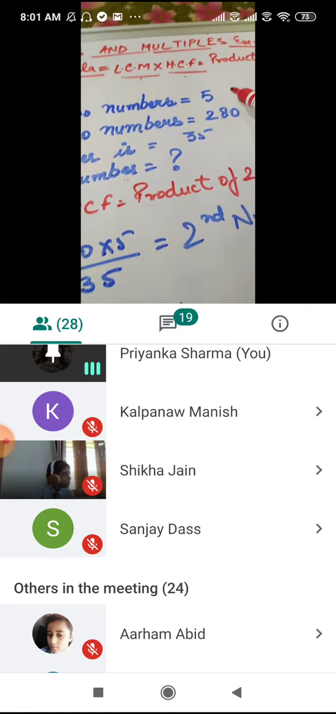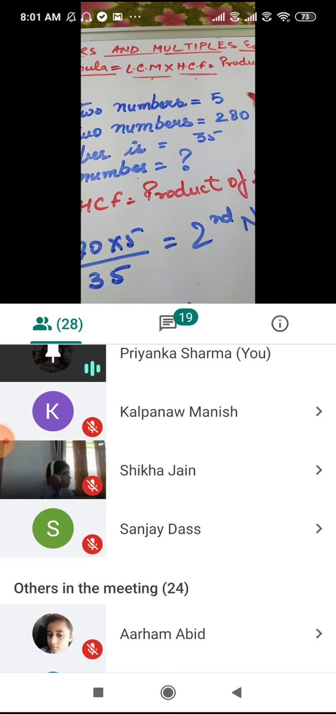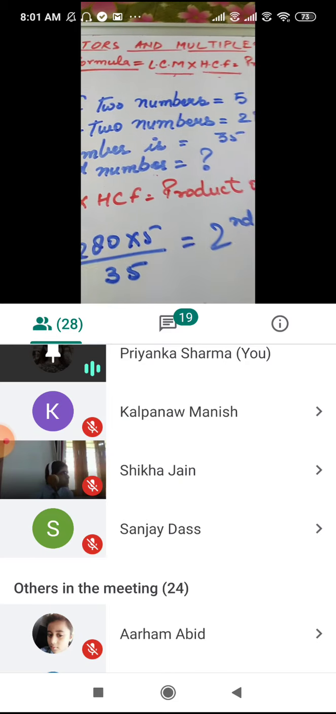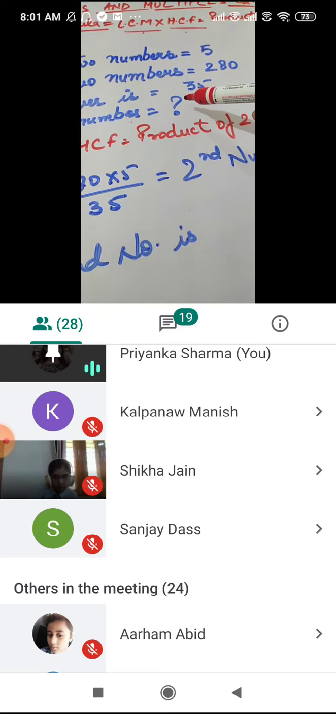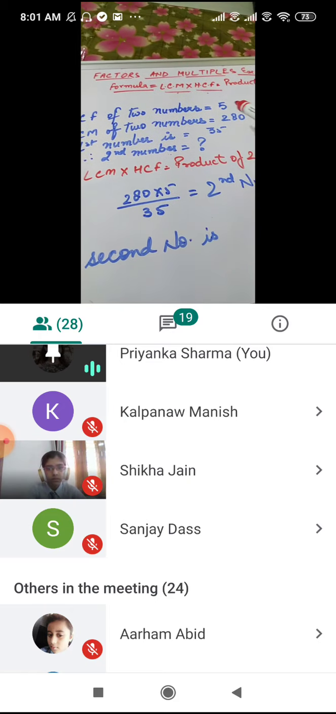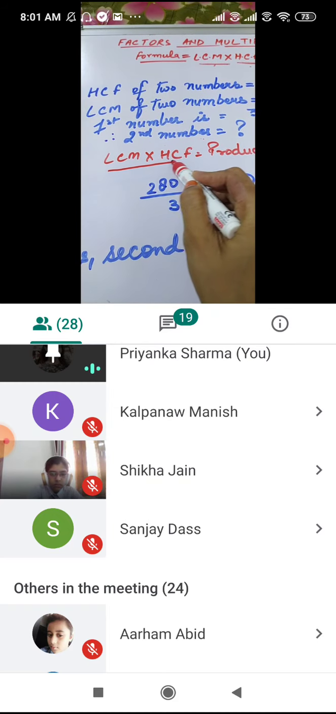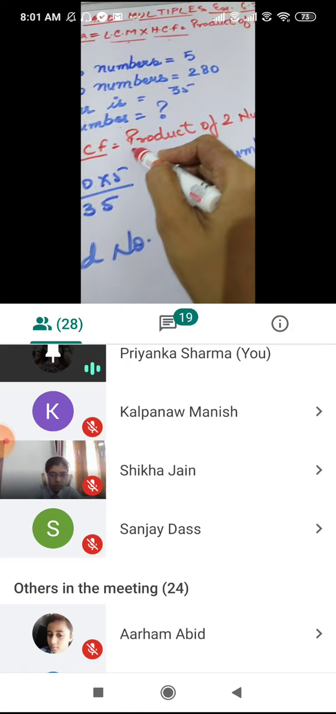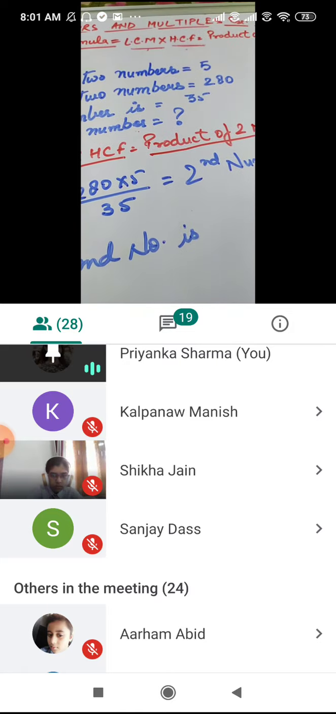Okay, so first we are going to write the details which are given to us in the question. Three details are given to us. HCF is given, LCM is given, first number is given, and we have to find out the second number. Now, after writing the information which is given to us, we are going to write the formula. That is LCM into HCF is equal to product of two numbers. You have to learn this formula.